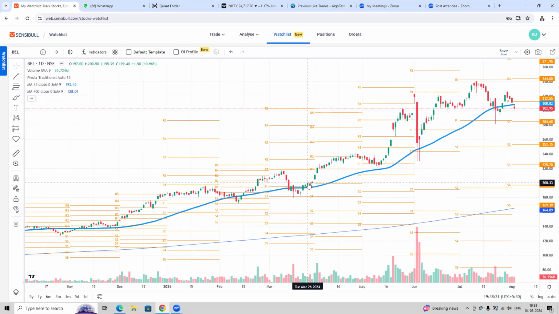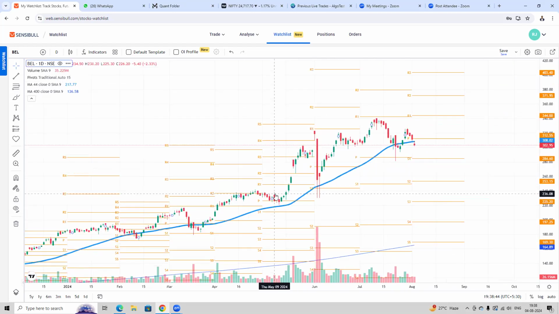Here you can enter at 200 rupees. What is the stop loss here? If you enter at 200, the stop loss is the previous candle low, 193. Okay, 200 entry, 190 stop loss, 10 rupees risk, 20 rupees is the target. Boom, in 2-3 days you get it. So the 44 days moving average works very well.